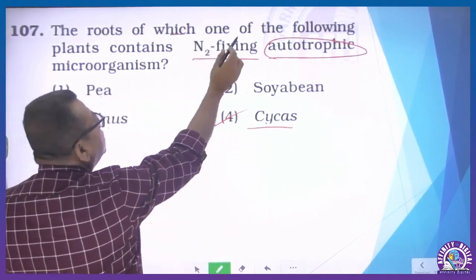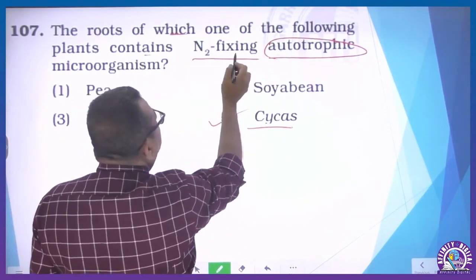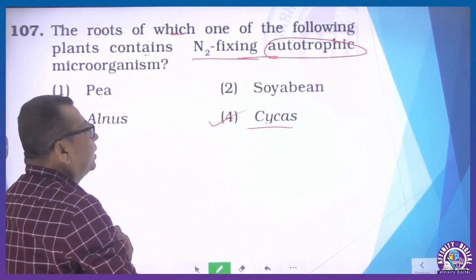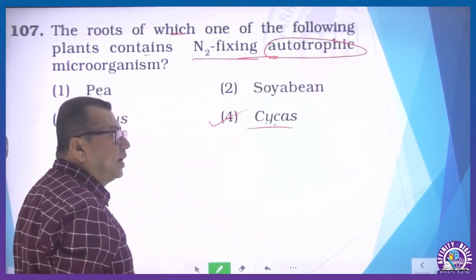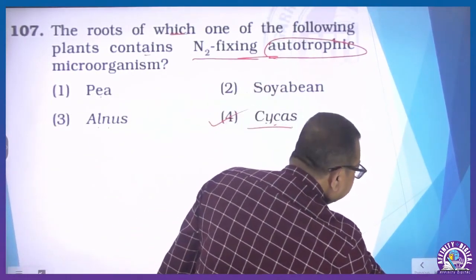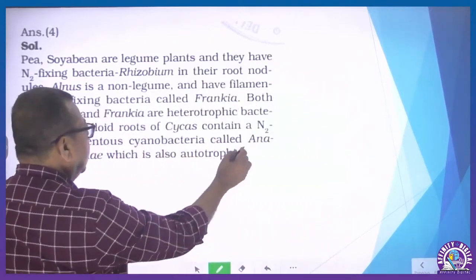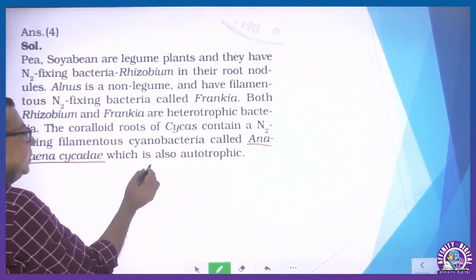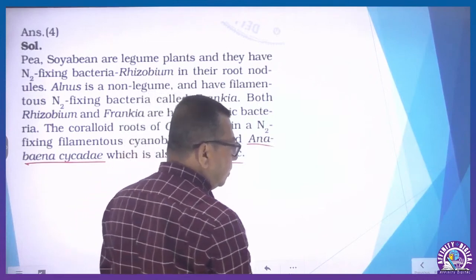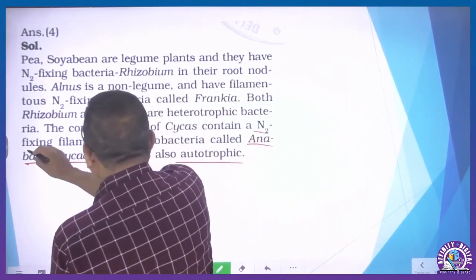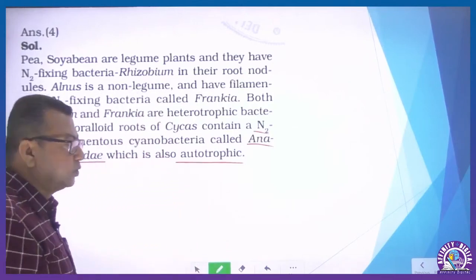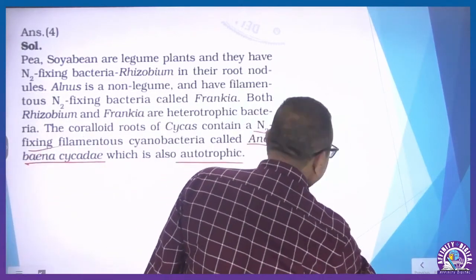So the roots of which one of the following plants contain nitrogen fixing autotrophic microorganism? The answer is Cycas. And what is the name of that autotrophic microorganism? Anabaena cycadae. So here I have written Anabaena cycadae, which is autotrophic as well as nitrogen fixing. So the answer will be option number 4.